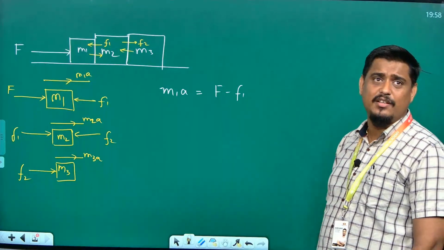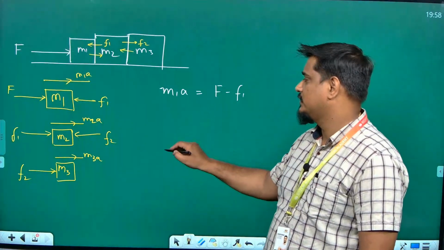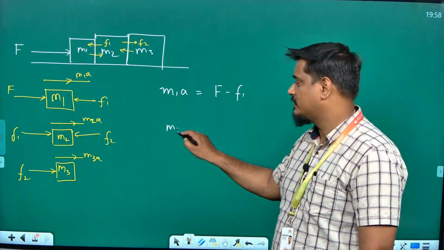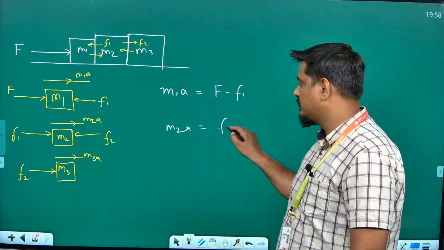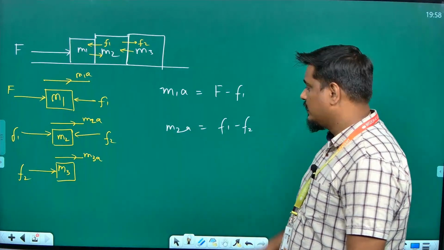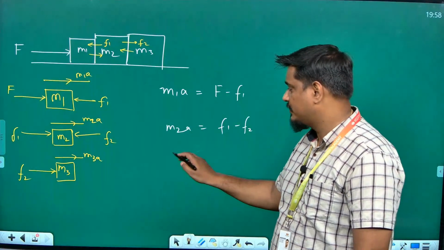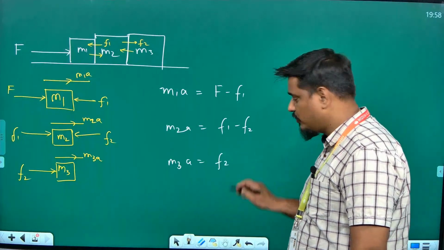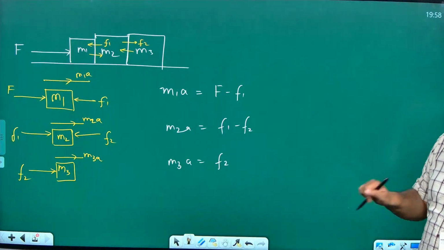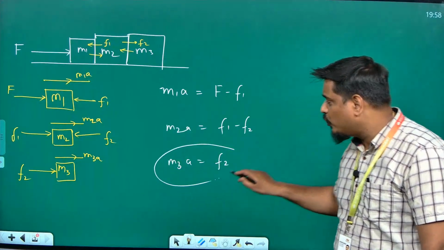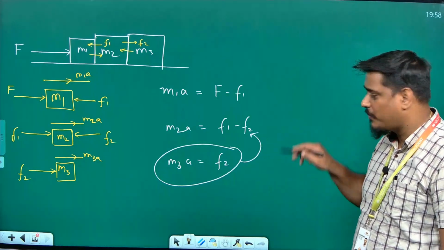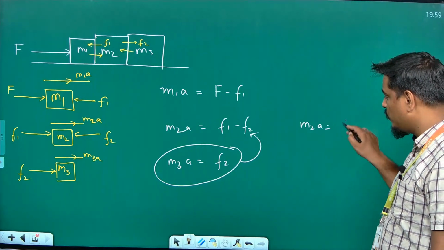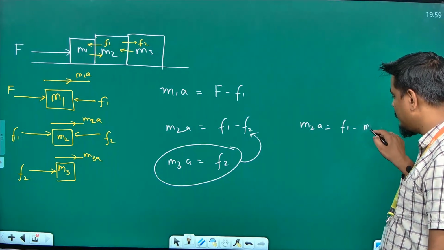The second equation I will give a chance to Meneja. M2A is equal to F1 minus F2. Great. Very good. Third I will give the chance to Bhupesh. M3A is equal to F2. Now what I am going to do, this F2 value I am going to put here. What I will get? M2A is equal to F1 minus M3A.